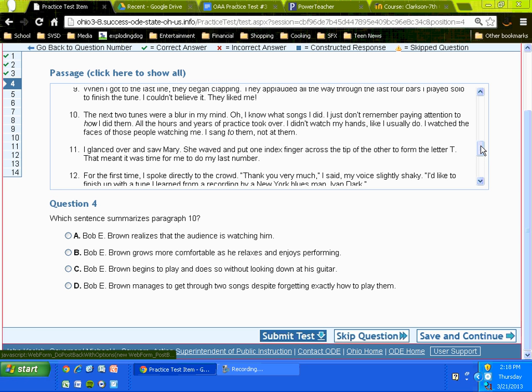Bob E. Brown realizes that the audience is watching him. Bob E. Brown grows more comfortable as he relaxes and enjoys performing. Bob E. Brown begins to play and does so without looking down at his guitar. Bob E. Brown manages to get through two songs despite forgetting exactly how to play them.